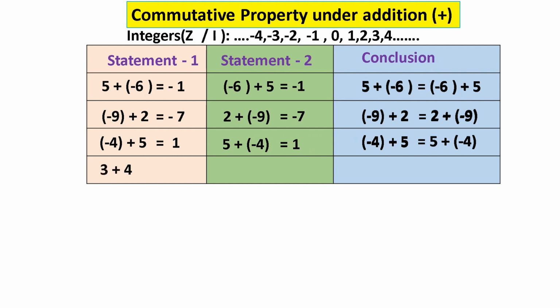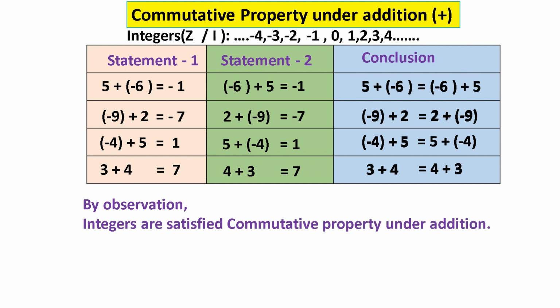Next, 3 plus 4, we will get 7, and 4 plus 3, what is the answer? Same, we get 7. Now what do we conclude here? 3 plus 4 is equal to 4 plus 3.